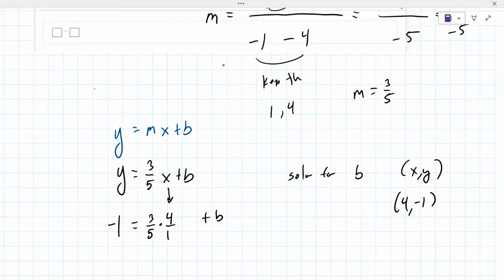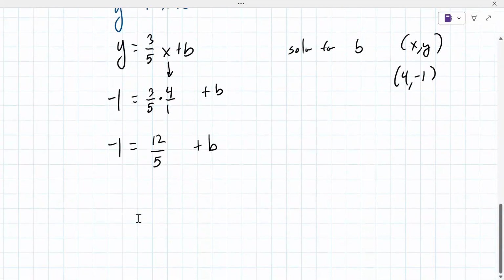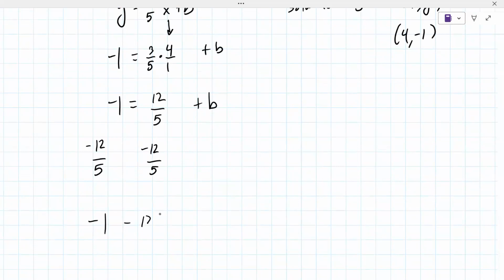4/1. And would I multiply them? You would multiply the fractions, yeah. So it would be negative 1 equals 12 divided by 5 plus b. Right. And then you would subtract 12/5 from both sides of the equation. I know this looks bad, but that's what it is. It's negative 1 minus 12/5 equals b.